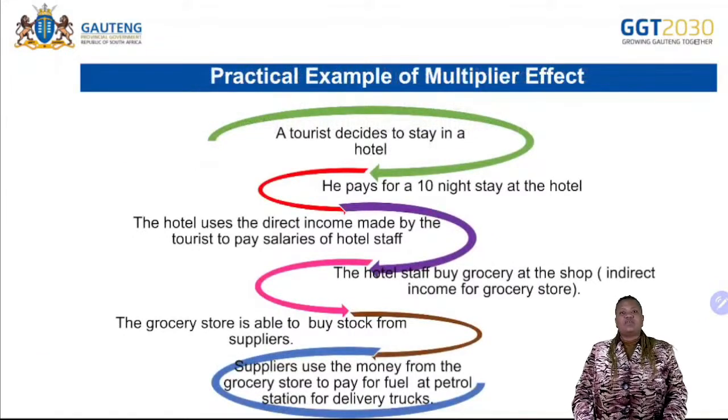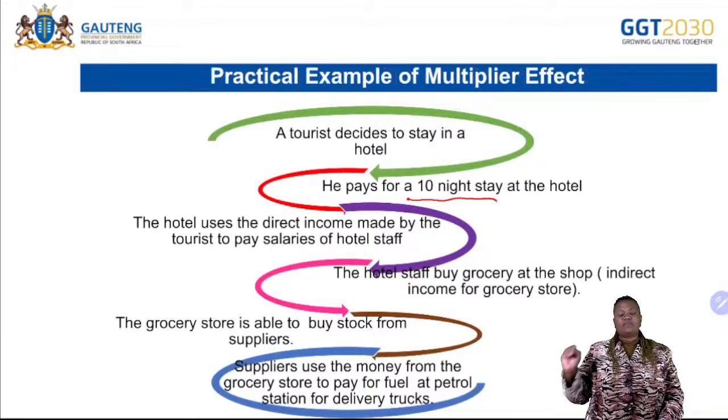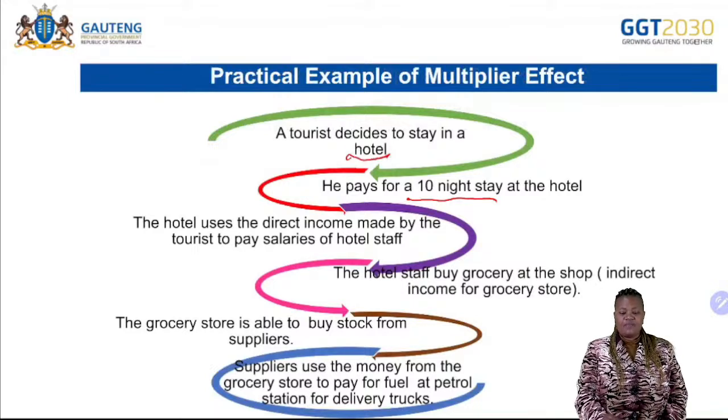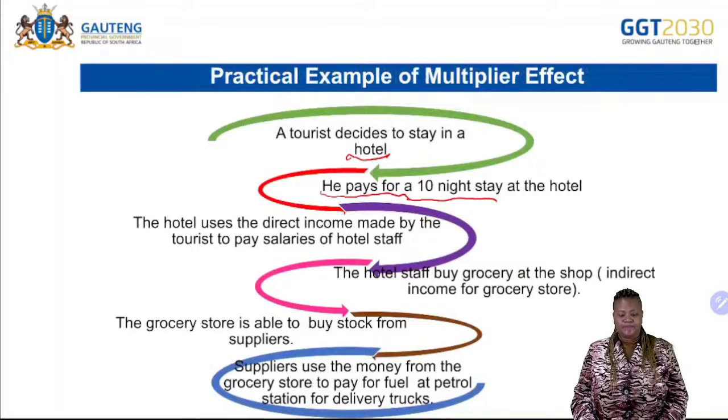Here's the practical example of the multiplier effect. Sometimes you won't actually understand it when we talk about the definition of the multiplier effect, but a practical example makes it easy for you to understand. So over here, we've got a tourist who decides to stay at a hotel. He pays for a 10-night stay at the hotel. So these arrows, if you look at my diagram, they're indicating that this is a continuous process. For the fact that a tourist decided to stay at a hotel, he pays for a 10-night stay. And remember, when we use the term pay, we mean that money is being spent.